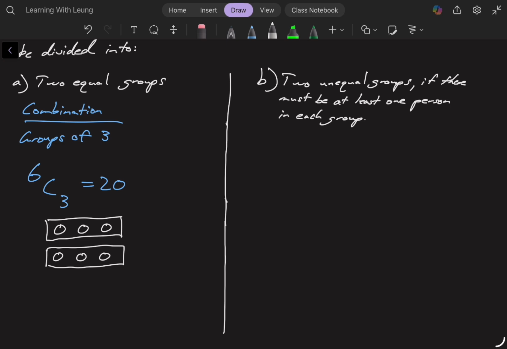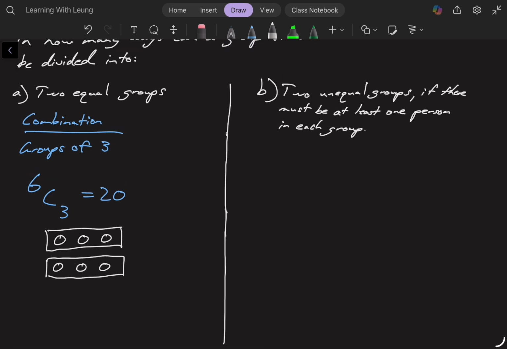So really, the total number of combinations is just straight up 6C3, because every time I choose a group of 3, I'm automatically choosing the other group of 3, which means I've got 2 equal groups. Cool? So 6C3 equals 20. All right, 2 unequal groups.